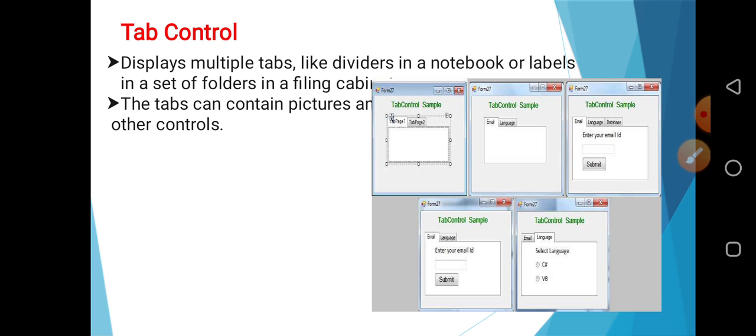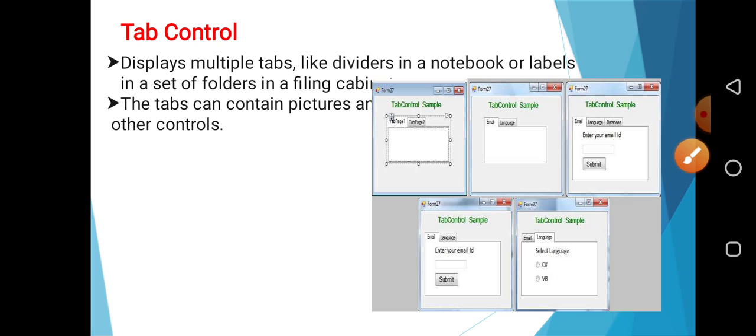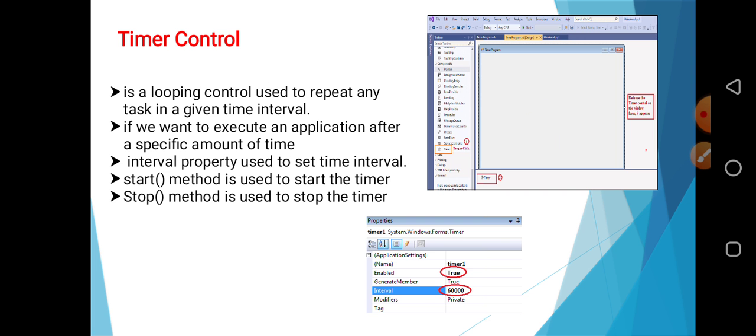If under one form you want to display different options, at that time you use the tab control. So the tab control displays multiple tabs like dividers in a notebook or labels in a set of folders. The tab can contain a picture box and other controls also. So this is all about the tab control.